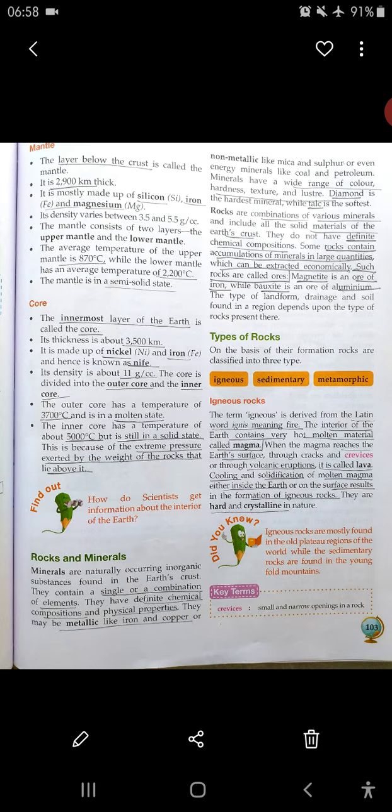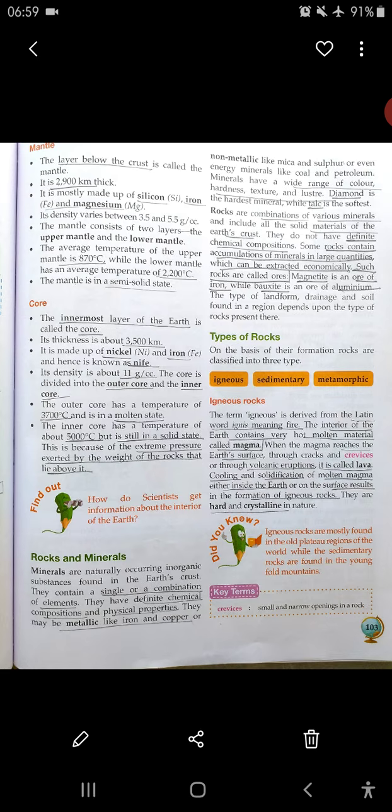The innermost layer of the earth is called the core. Now, as we go deep inside the structure of the earth, we come to know that the innermost layer of the earth is called the core. And as I told you earlier, the core is again divided into liquid outer core and solid inner core. The thickness is about 3,500 kilometers. So you can imagine what the thickness is.